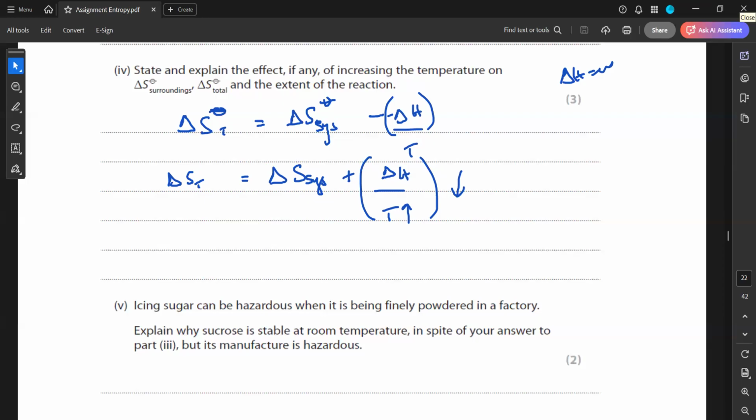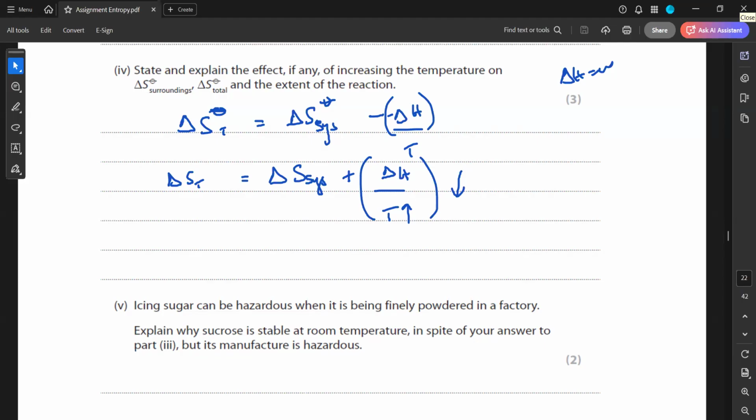So what should be the structure of your answer? Entropy change of the surroundings is minus delta H over T. So as we increase the temperature, and delta H is negative, the entropy change of the surroundings is delta H over T now. As the temperature is increasing, the entropy of the surroundings decreases, or it will become less positive, we can also say.